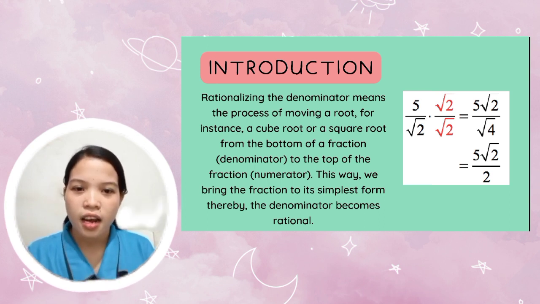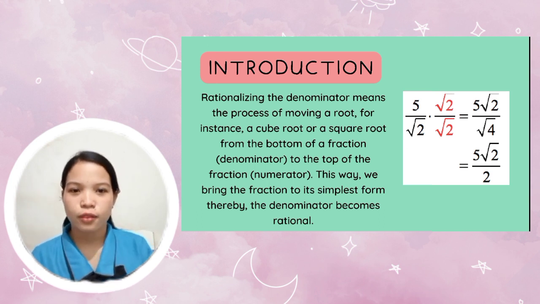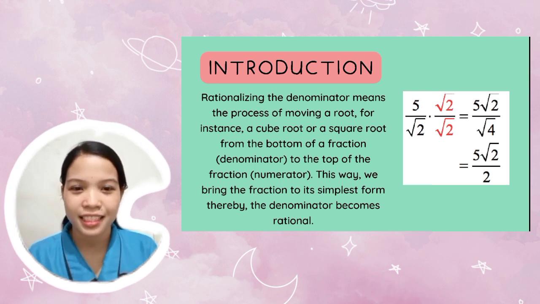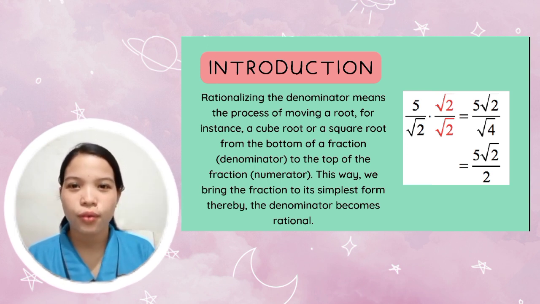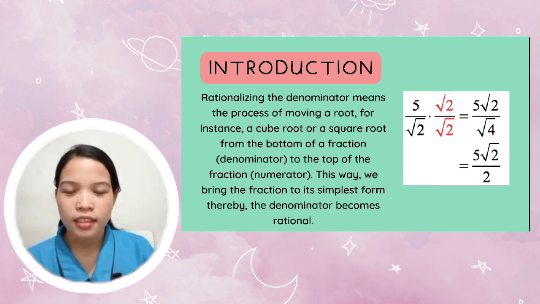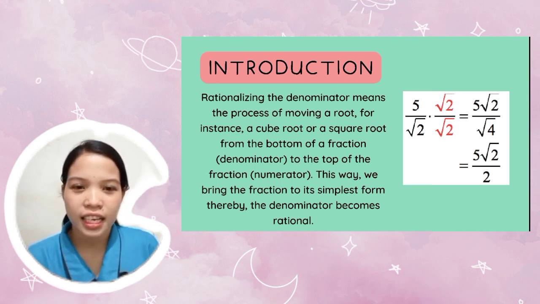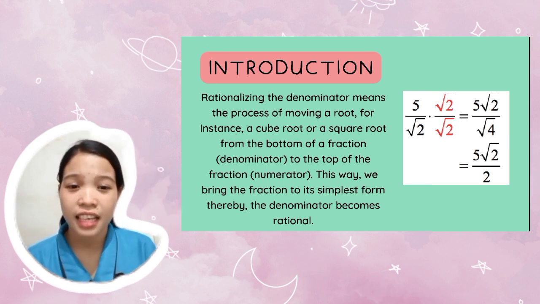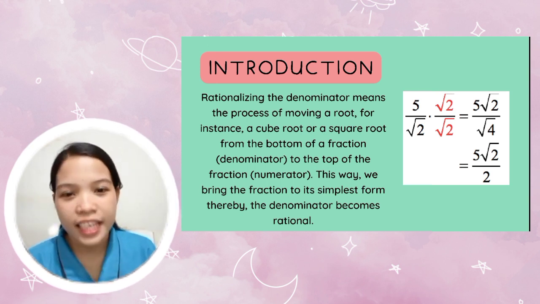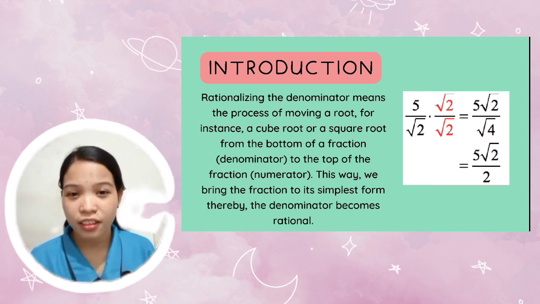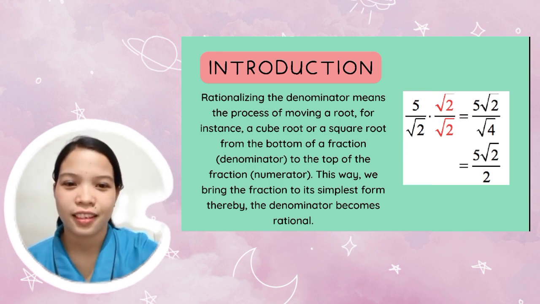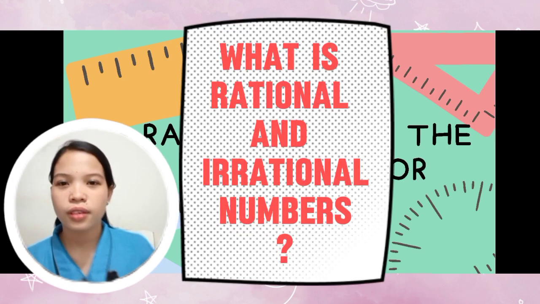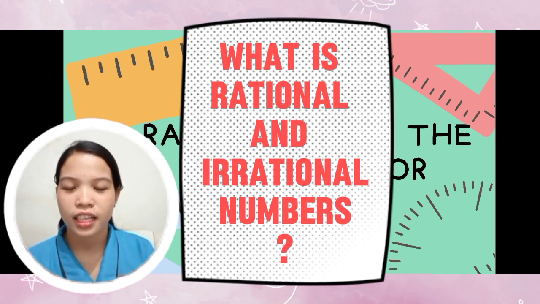We can still simplify the square root of 4, because the square root of 4 is 2. So our final answer is 5 square root of 2 over 2. In this case, we can say that we already rationalized the denominator since the radical sign in the denominator is already eliminated. Alright? Next, we're going to define rational numbers.